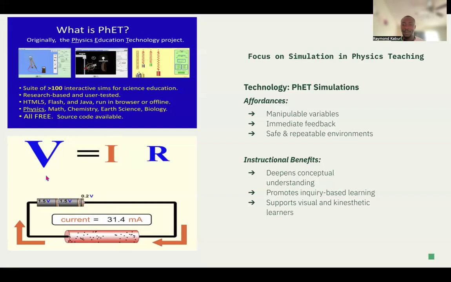So this is a bit of physics, or a bit of science, and it's maybe only those of us who are into science that may understand it. So let me not waste your time so much on this. But what I want us to understand is that this particular technology is manipulative. It is user-friendly, and it deepens conceptual understanding, and it promotes inquiry-based learning.